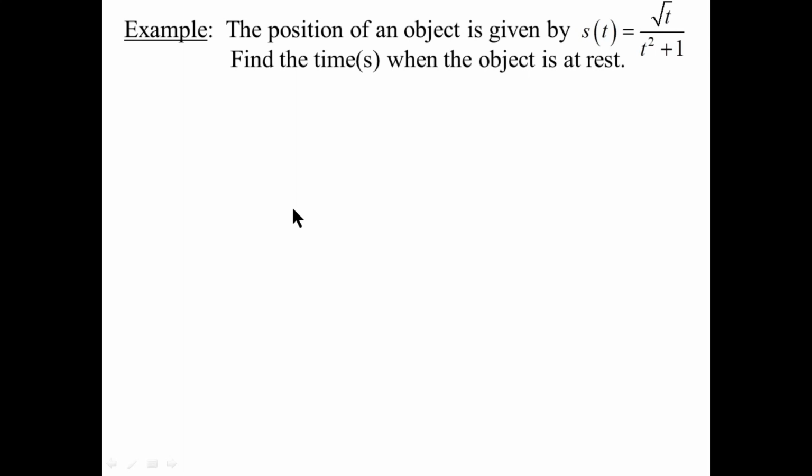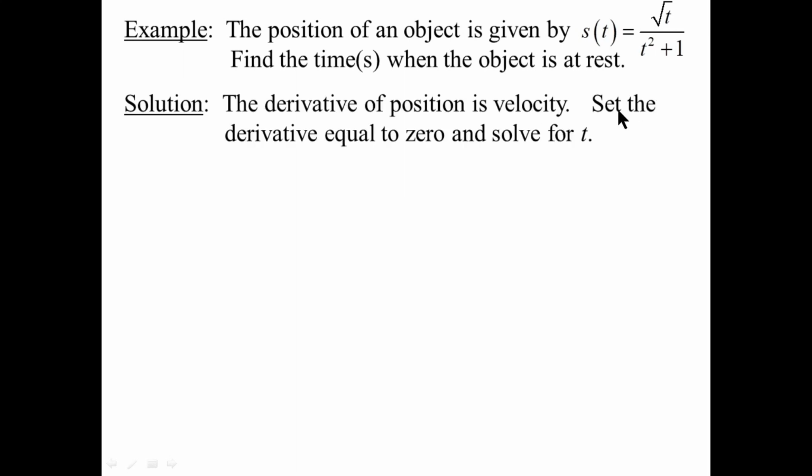Moving on, the position of an object is given by a function. Find the time, possibly plural, when the object is at rest. Solution, the derivative of position is velocity. And we know that when the object is at rest, its velocity is 0. So set the derivative equal to 0 and solve for t.